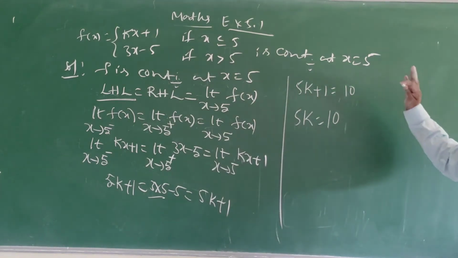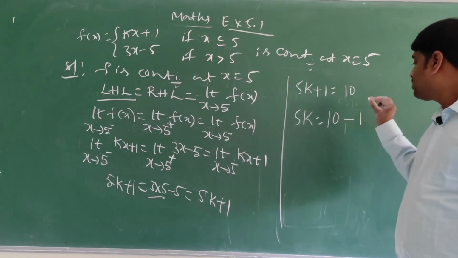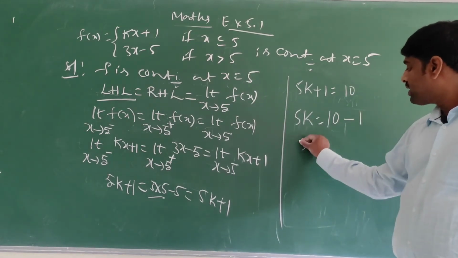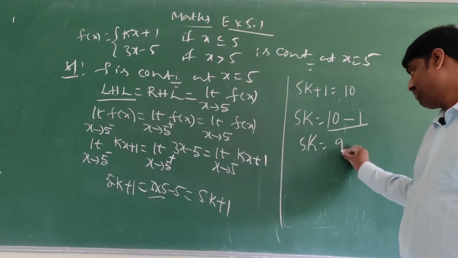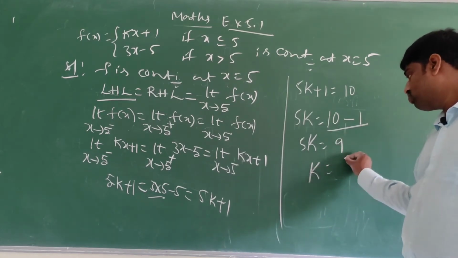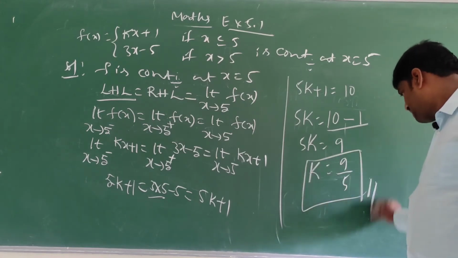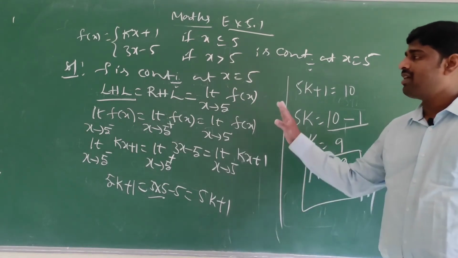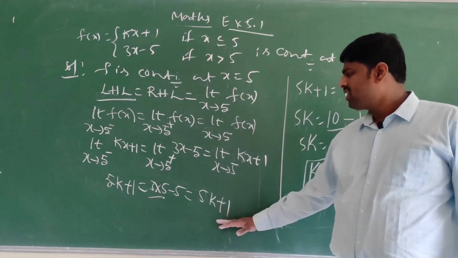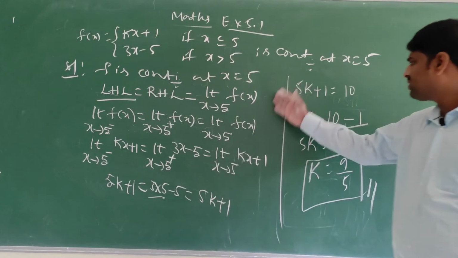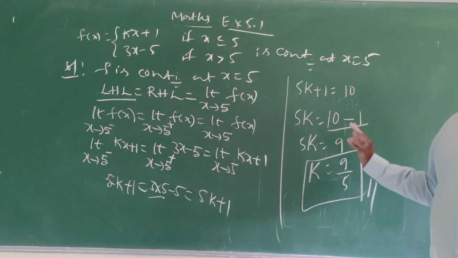5k equals this 10 as it is. Plus 1 transposed to RHS becomes minus 1. 5k equals 10 minus 1 is 9. k equals 9 by 5. This is your answer. Okay, I think all of you are clear, because it is the same procedure for all problems. Up to here, same procedure, and after that, simplification. This type of problems, they will ask as 4 mark questions.